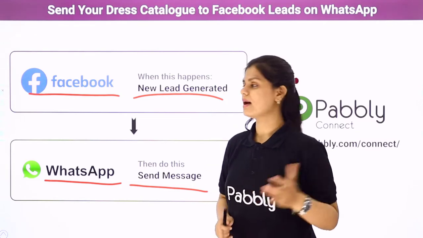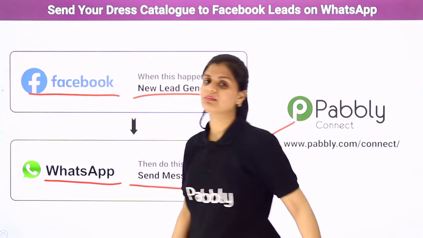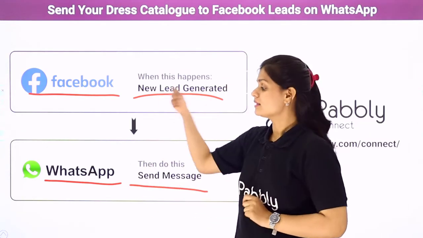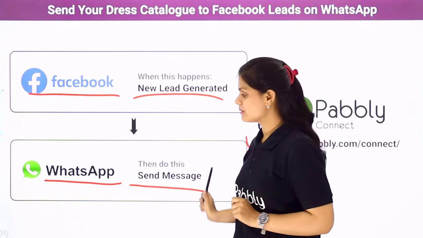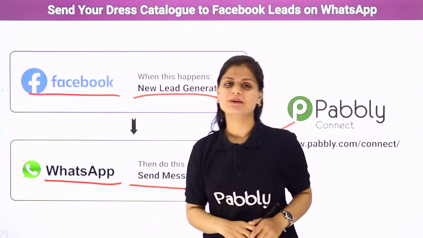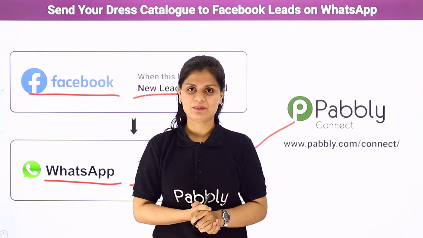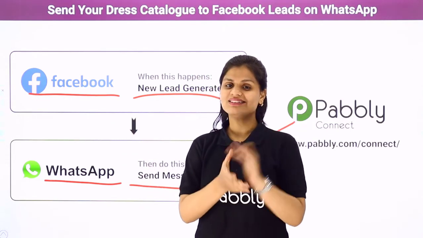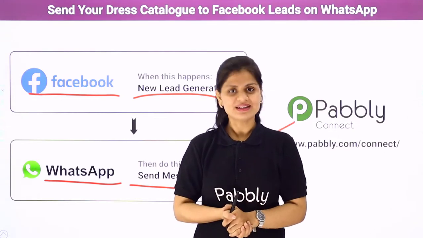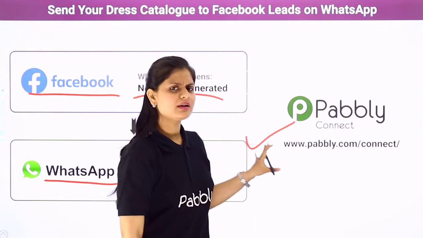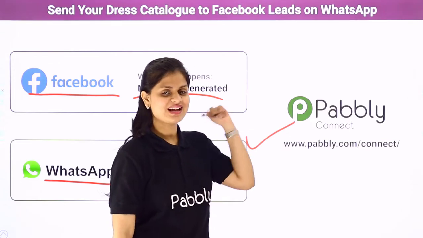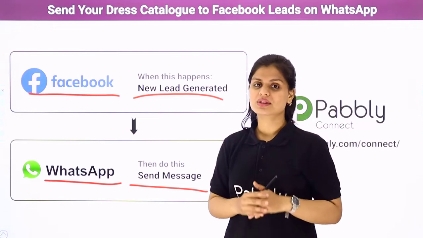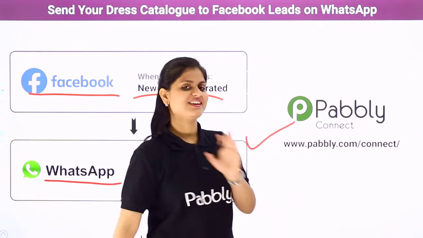Let me tell you with an example. If a person named John is filling my form, so once John fills the form and submits it, the message along with the dress catalog will be sent to his WhatsApp automatically. Isn't it wonderful that just with the help of Pabbly Connect, we will be able to integrate these two software applications, and it is going to save a lot of time. But the best part here is, to use Pabbly Connect, you do not need to have coding skills and programming knowledge. It is actually very easy to use. Any non-technical person can also use Pabbly Connect very easily.